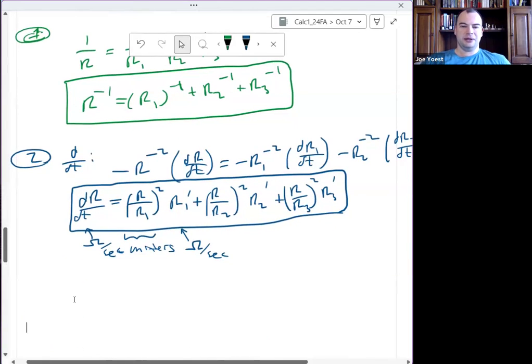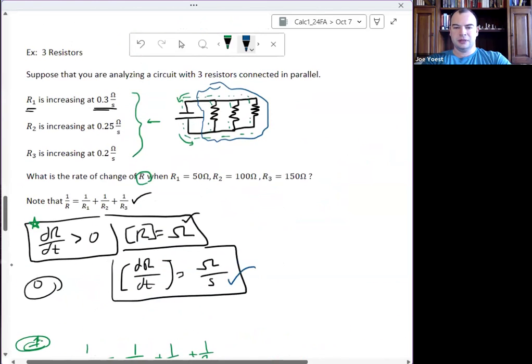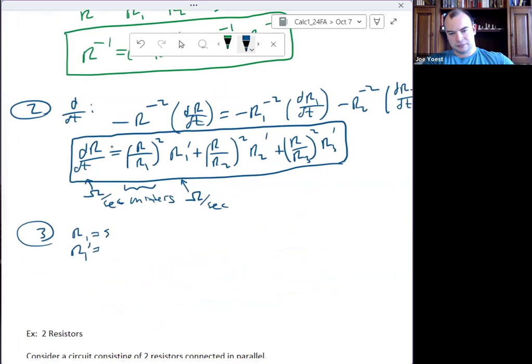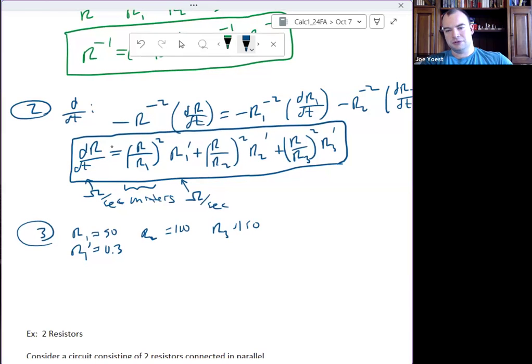Only now that I have my rates related in the abstract, in variable form, do I go through and plug in all my values. So here's the R1 value and the R1 prime value. What is it? 50 and 0.3. I'm not going to carry my units through now. I already checked that the units mesh and they are what I expect them to be, so I'm going to leave the units off. R2 is 100. R3 was 150.